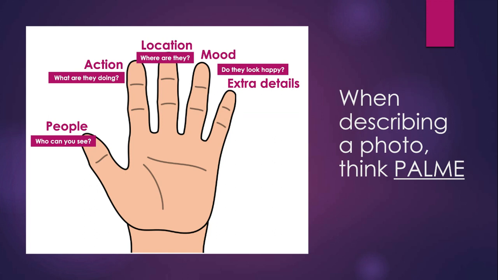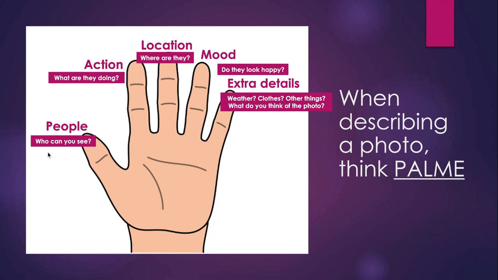And finally then, any extra details that might be, what does the weather look like? What clothes they're wearing? Can you see anything else in the picture? What do you think about the photo? What does it remind you of? Anything like that. Any extra details is great. And you're aiming to include 3 out of those 5 elements. So if you can do people, action, and some extra details, brilliant. If you can do people, location, and mood, fab.